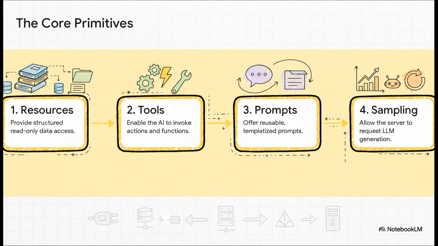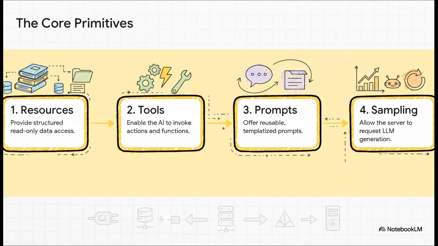Okay, so getting these 4 is the key. First up, you have resources. These give the AI a standard way to read data, like files or database entries. Second, you have tools. These are the actions the AI can take, things like send an email or create a ticket. Third, there are prompts, which are basically reusable templates that make sure workflows are consistent. And finally, number 4 is sampling. This lets the server ask the AI client to think or generate some text.